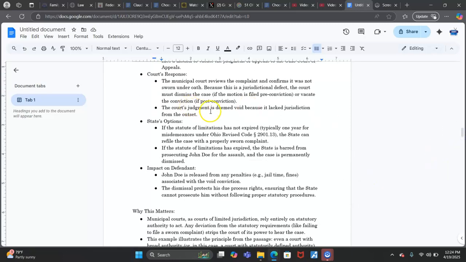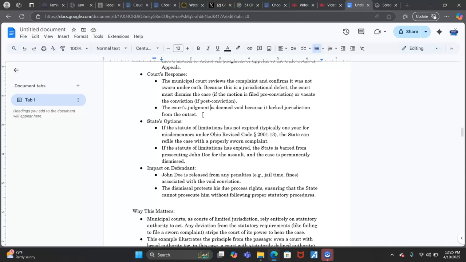The court's judgment is deemed void because it lacked jurisdiction from the outset, meaning from the beginning, because the state failed to properly invoke its jurisdiction. The burden is on he who asserts, not he who denies. If you file a complaint against a police officer in federal or state court, you have to properly invoke that so-called court's jurisdiction if and only if you are using statutes. The burden of properly invoking the jurisdiction is on you.